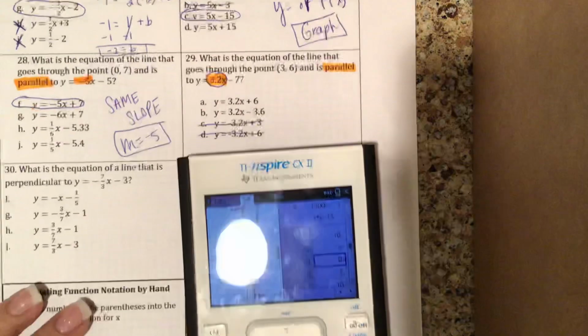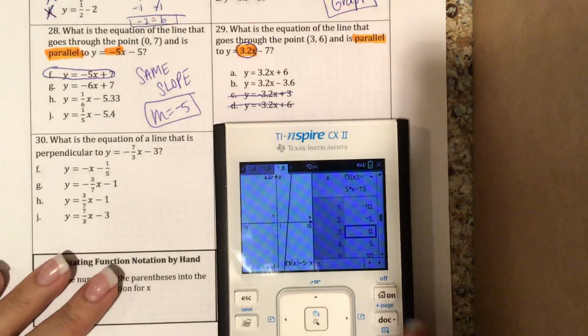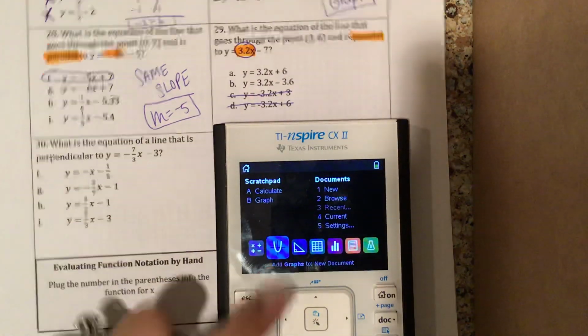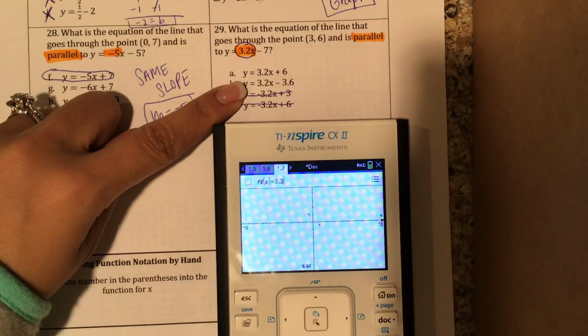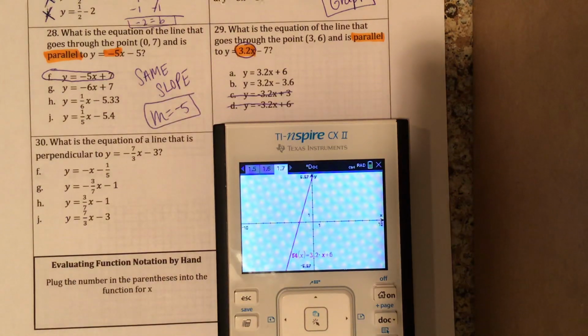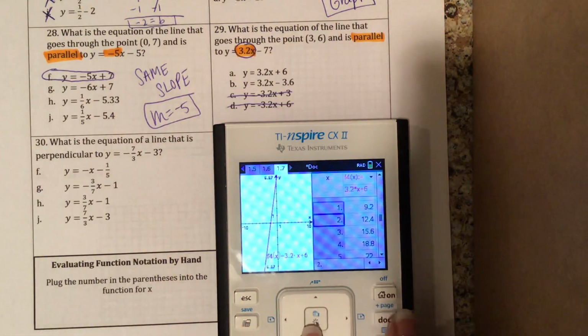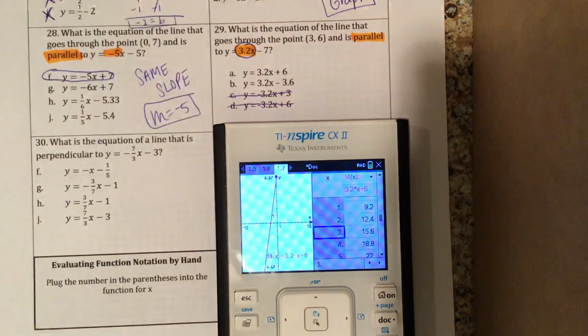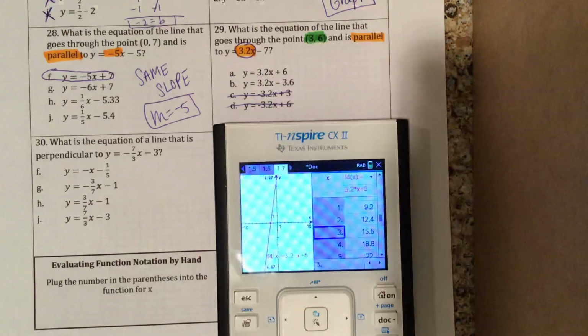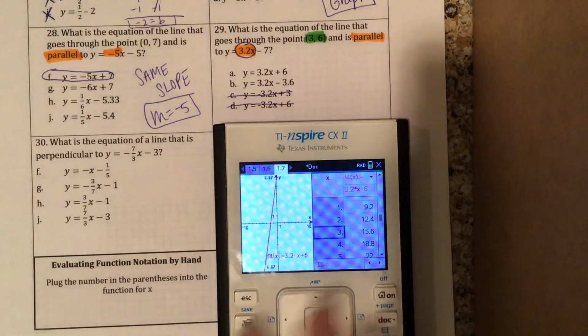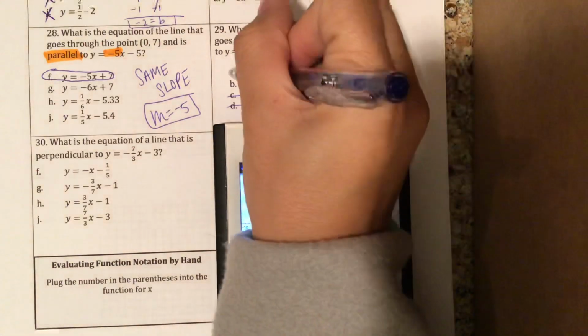So now I see a y equals. So I'm going to go to my calculator. I'm going to go to on. I'm going to go to the graph. I'm going to type in option A. 3.2x plus 6, enter. Control T. On this table, I'm looking for this ordered pair because I'm matching the numbers. So I press Control T. When x is 3, the y is not 6, so it's not A.